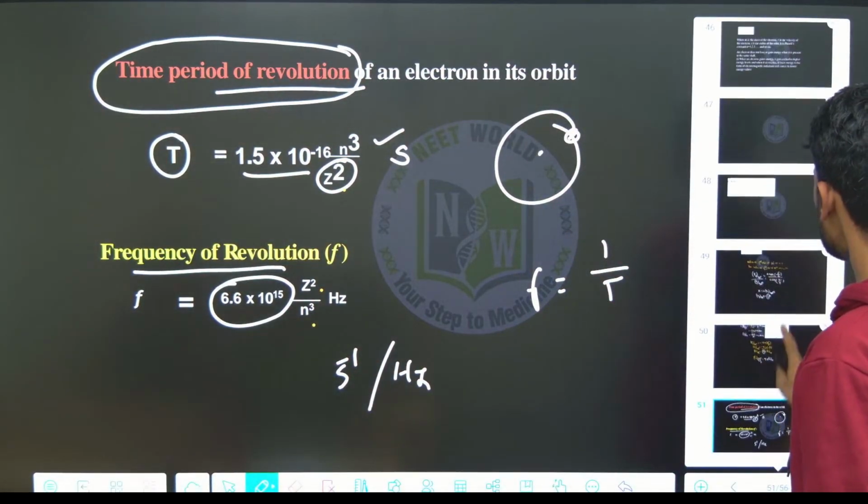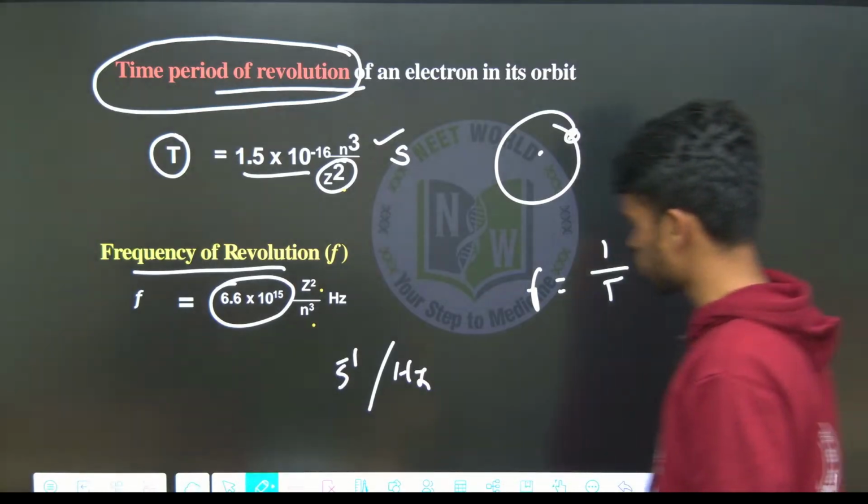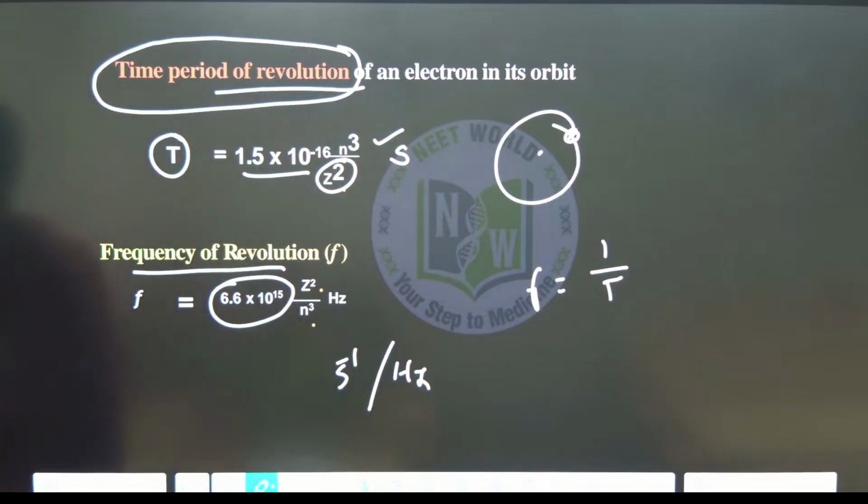Next, now just write one question. If the energy of the electron revolving in the second orbit of helium ion is x, then what is the energy of the electron revolving in the second orbit of beryllium plus 3 ion?